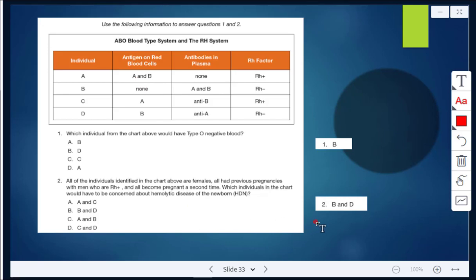All of the individuals identified in the chart above are females, all had previous pregnancies with men who were Rh positive, and all become pregnant a second time. Which individuals in the chart would have to be concerned about hemolytic disease of the newborn? All right, so person B and person D, right, because they have the Rh negative factor.